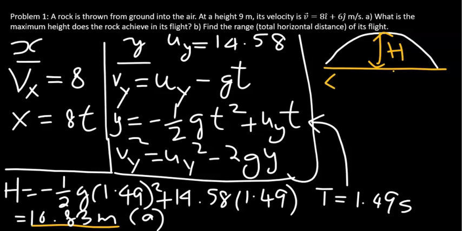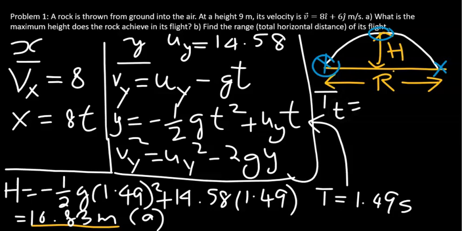Now we want to determine the range, or the total horizontal displacement of that rock as it goes up and down. Now to determine the value of R, we have to realize that the time it takes to get from this point to that point is double the time it takes to get from this point to the highest height. So the total time of flight, let's call it t total, must be 2 times capital T that we have just computed. That is this one. So the total time of flight is 2.98 seconds.